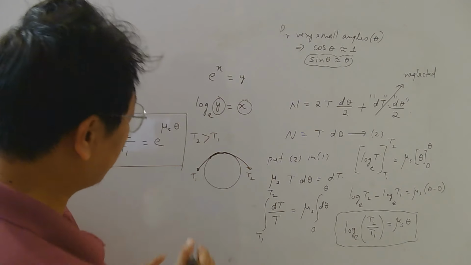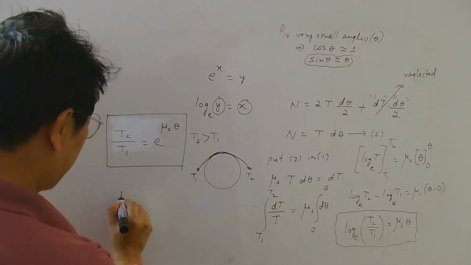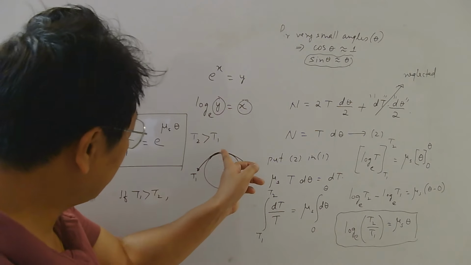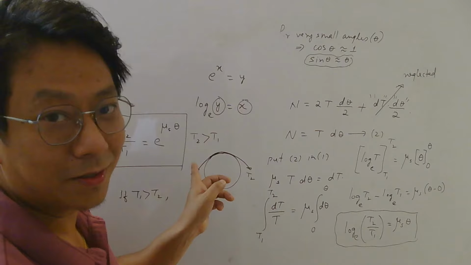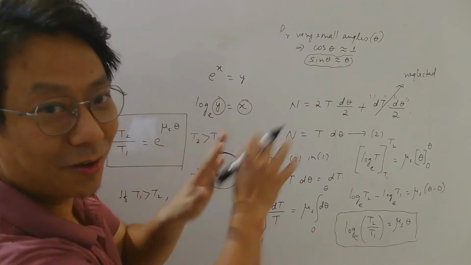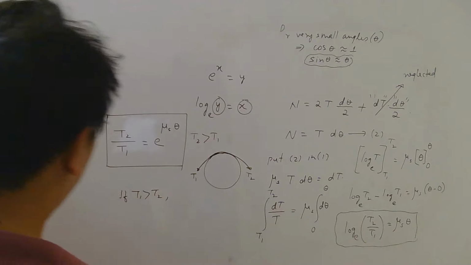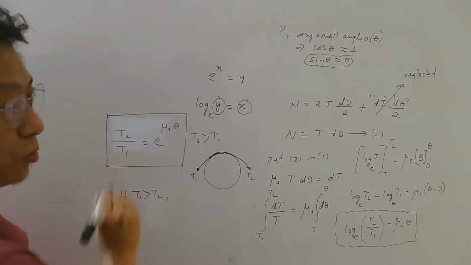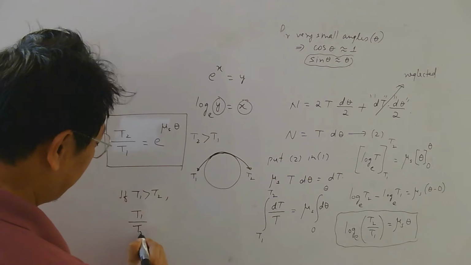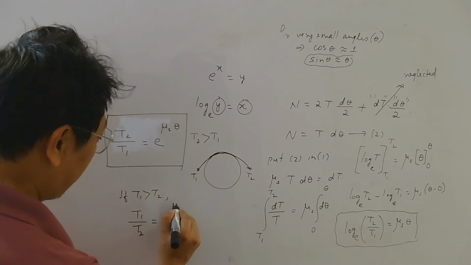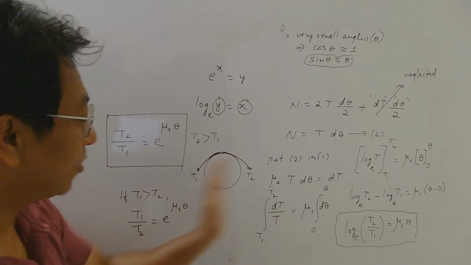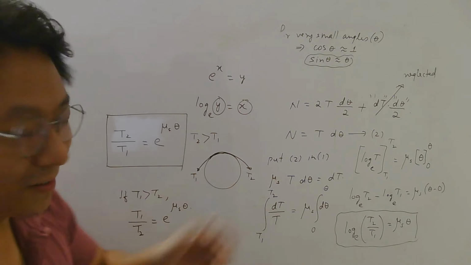What if T1 was greater? If T1 was greater than T2, that means the string wants to go this side, so static friction should be that way. You can again redo the whole calculation, and you will get that just 1 and 2 have to be interchanged, that's it. Then you will get T1 by T2 equal to e power mu s theta. So try to remember this also, because we don't know where tension may be more, right?